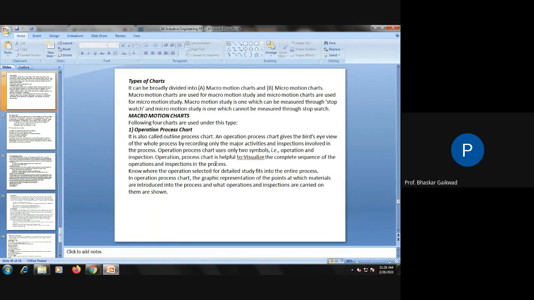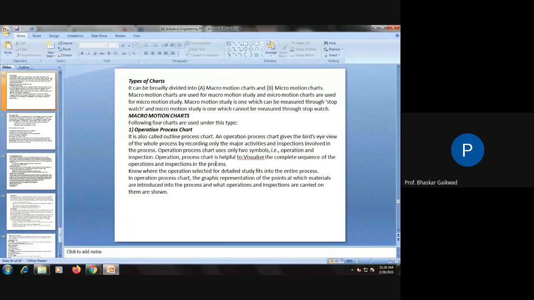Know where the operation selected by detailed study fits into the entire process. An operation process chart is a graphical representation of the points at which materials are introduced in the process, and what operations and inspections are carried out. So it is nothing but a graphical representation, which means we have to make the graph.